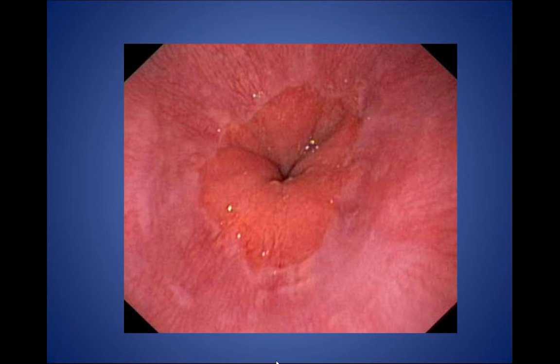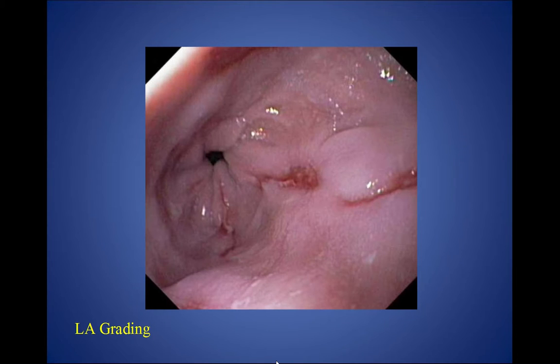Here's a picture of a normal GE junction. Here's a picture of esophagitis. On the bottom, you'll see it says LA grading. Los Angeles class grading goes from A through D, and this is how inflammation of the esophagus is graded. You do not need to know what A, B, C, and D exactly are, but it certainly would be nice for you guys in clinical rotations to at least be familiar with LA class criteria, LA grading for esophagitis. A obviously is the most benign, and D is the most severe.